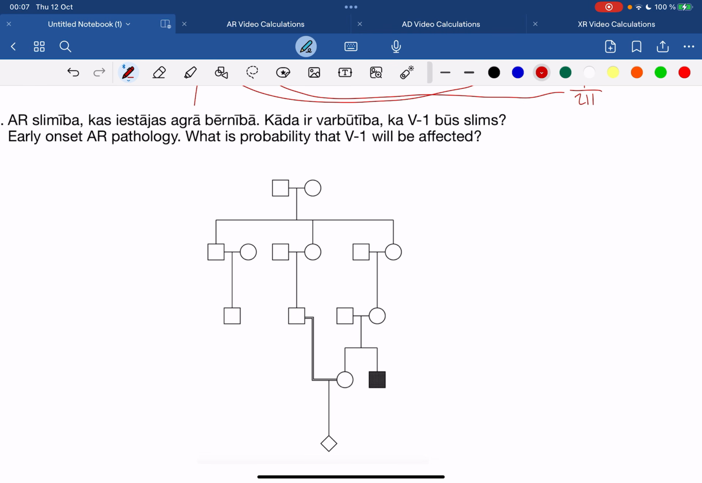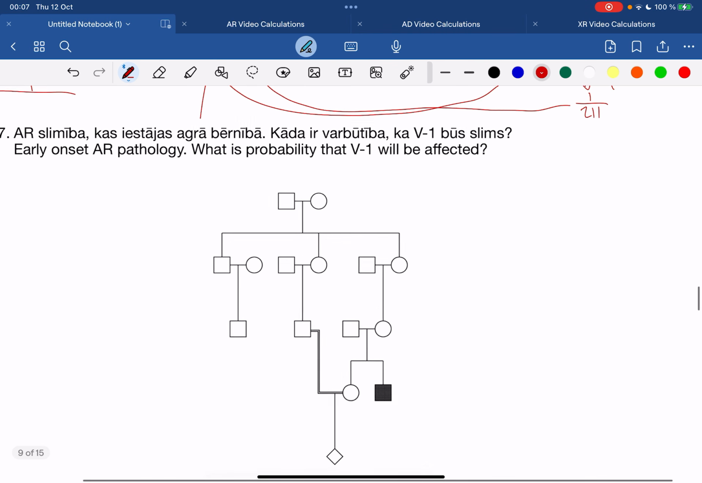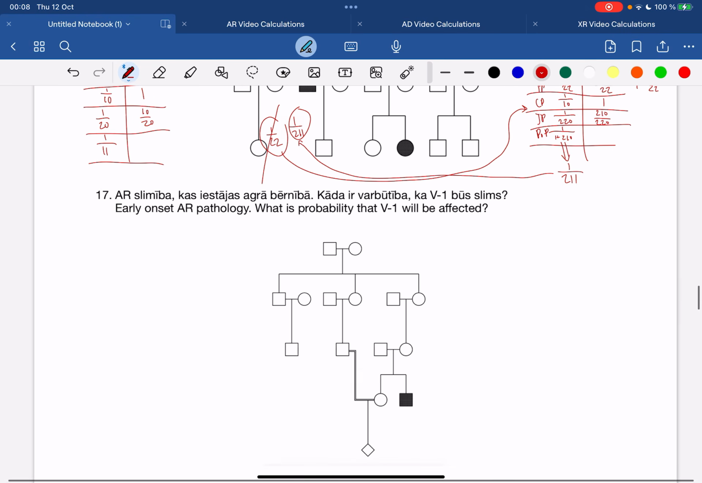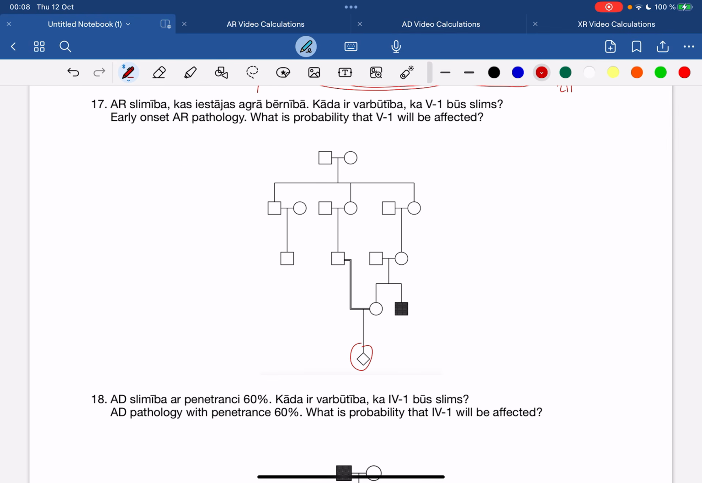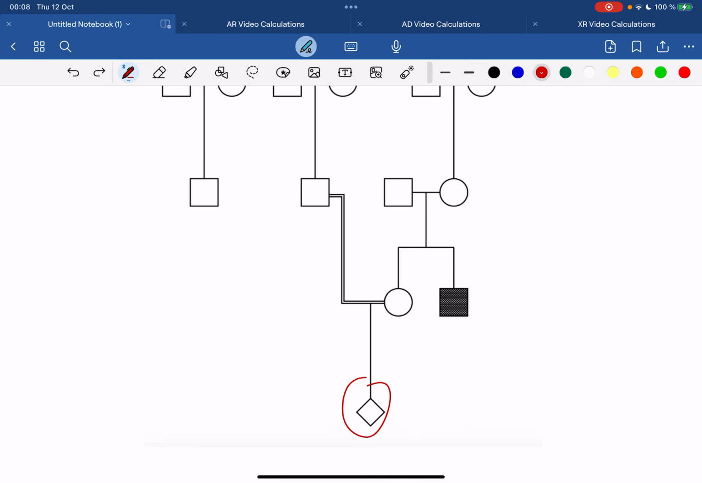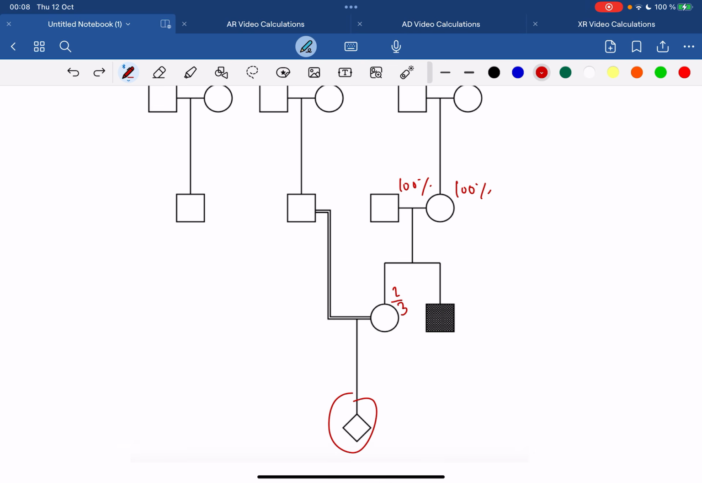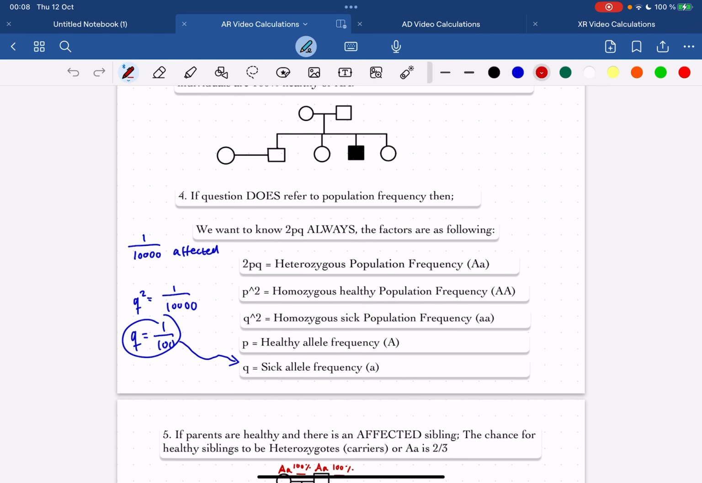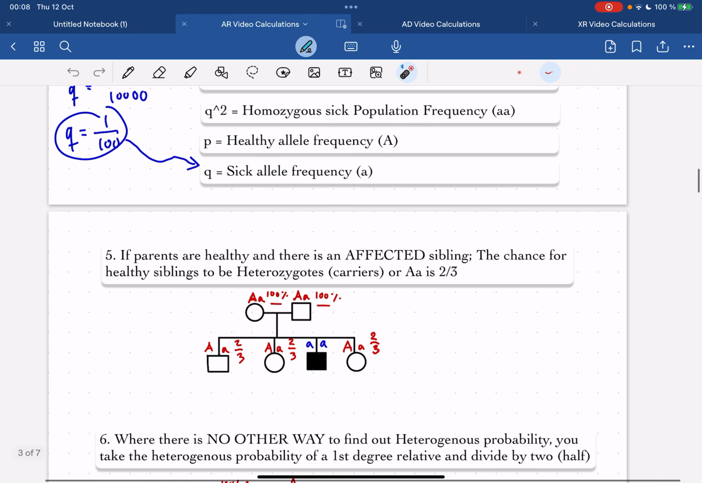Next up is an autosomal recessive type. They're asking what is the chance for 5-1 to be affected. So again, we have an affected person here. The sibling has to be 2/3. The parents have to be 100%. Why is the sibling 2/3? That's because we have the rule right here that if the parents are healthy and there is an affected sibling, the chance for the healthy sibling to be heterozygous is 2 out of 3.